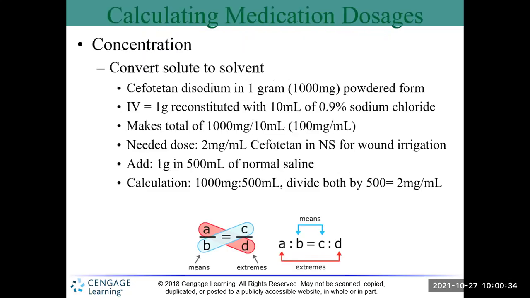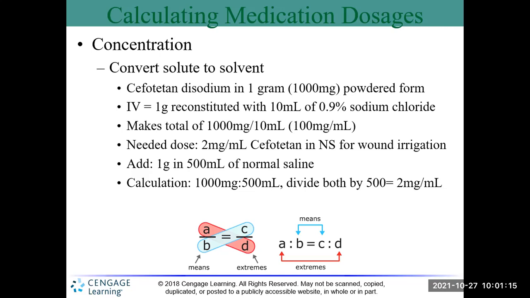Okay, so concentration, that's the first part here, we're converting the solute to the solvent. A good example is here we've got a medication, cefotetan, and we're looking at 1 gram of that, which is 1,000 milligrams of the powdered form. So we've got 1 gram, which is 1,000 milligrams, and that's in a powder form. And we're wanting to give it by a wound irrigation.